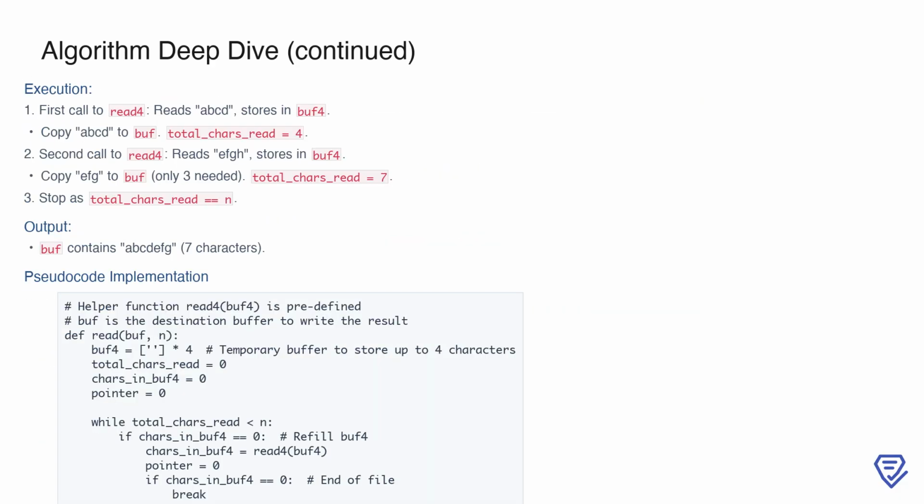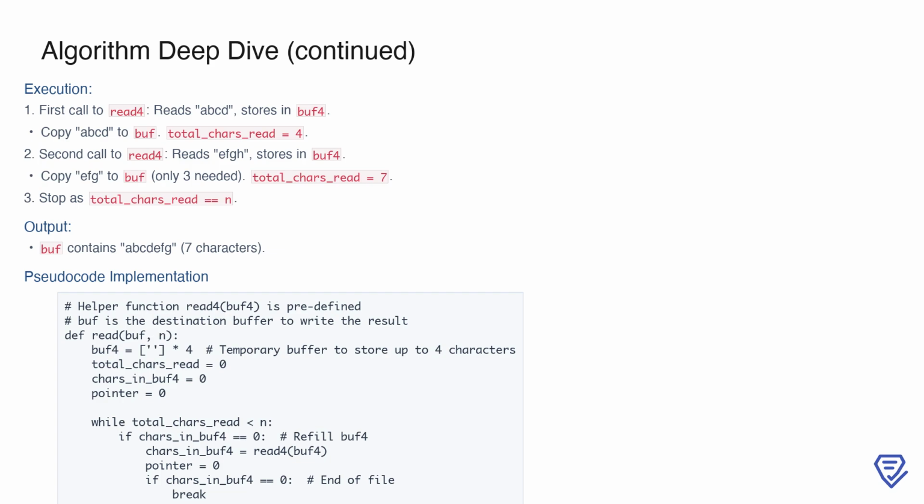Suppose the file contains the string abcdfghij and we need to read 7 characters. On the first call to Read4, it reads the first 4 characters, abcd, and stores them in buff4. These are then copied into buff, so total_chars_read becomes 4. On the second call to Read4, it reads the next 4 characters, efgh, into buff4.